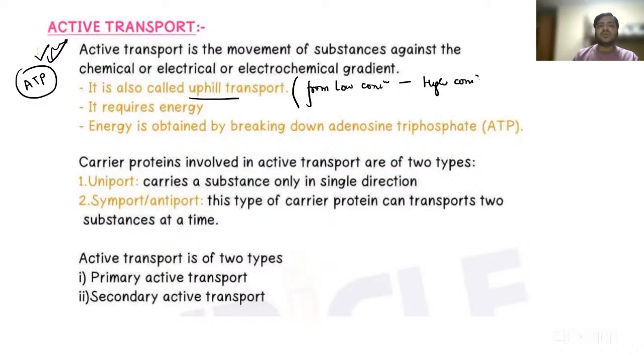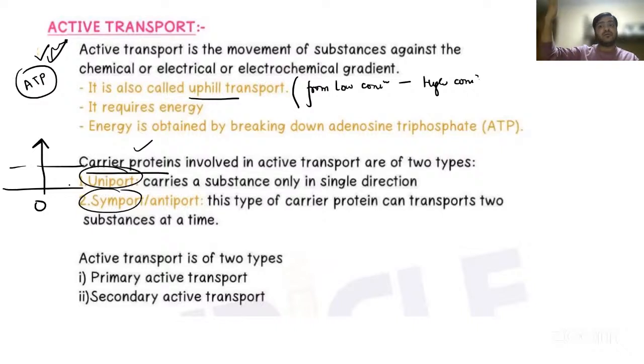So the carrier proteins which are involved in active transport are of types like uniport, symport, or antiport, guys. Now, uniport is a carrier protein which will only transfer the molecule in a single direction, either from outside to inside or from inside to outside. With symport or antiport, one molecule will be going from inside to outside.